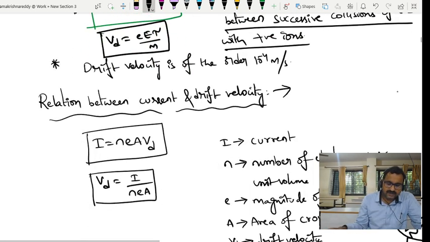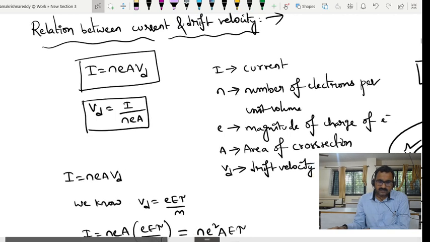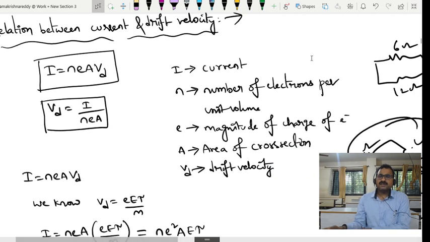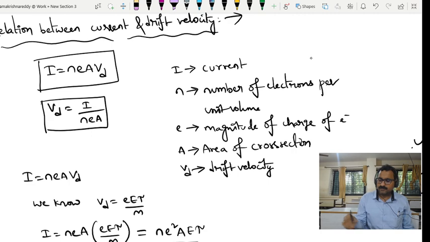Now, the relation between the drift velocity and current. What is the formula for that? The relation between the current and drift velocity is a very simple one. We have already done the derivation in the PUC part, and we got the relation between them. Current and drift velocity relation: I is equal to N e A Vd, so Vd is equal to I divided by N e A.